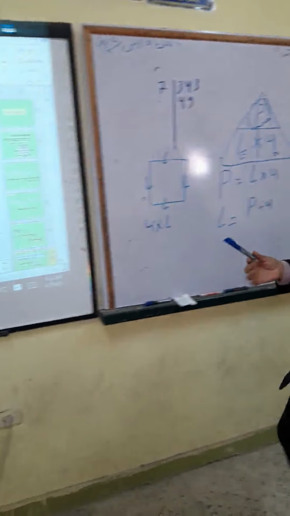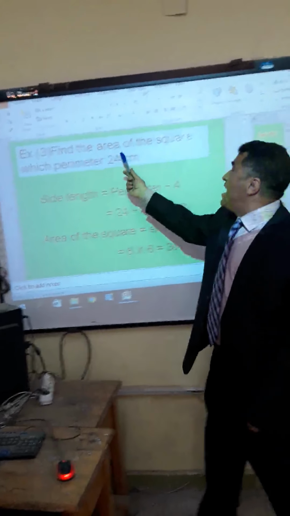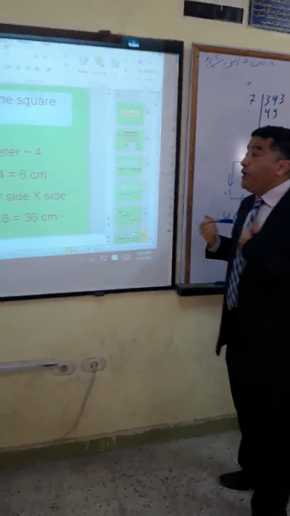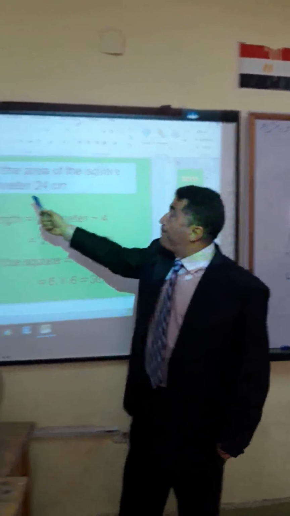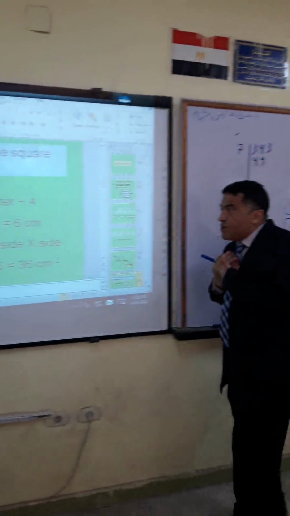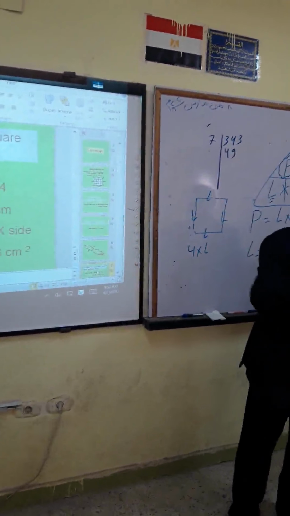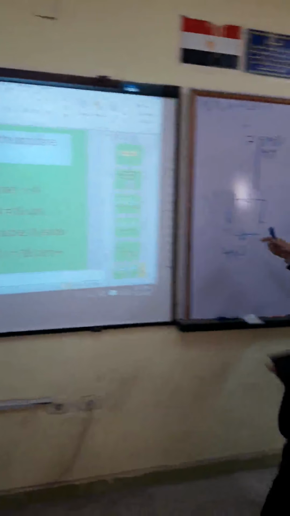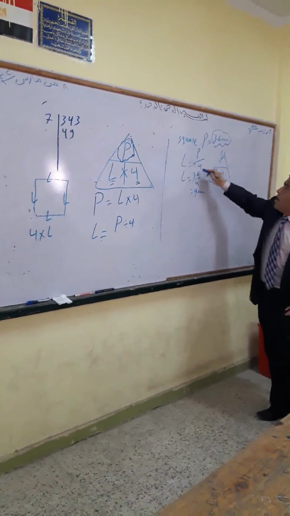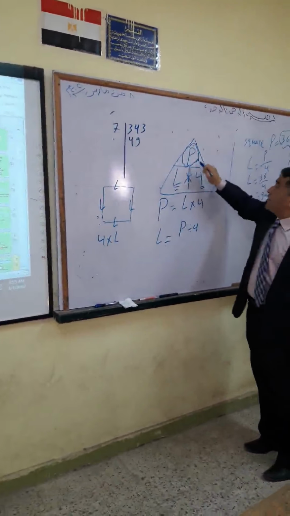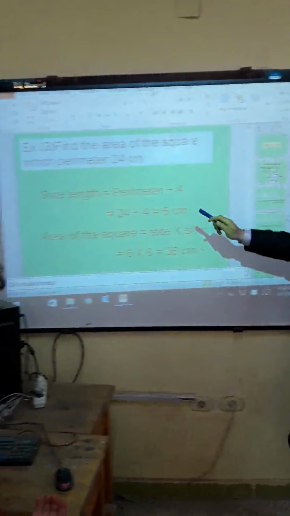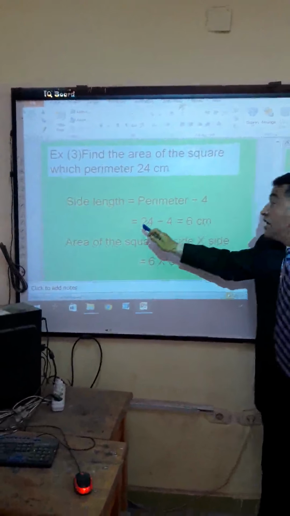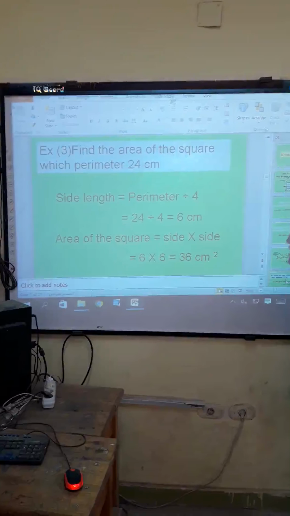In this example, find the area of the square, which perimeter is 24. Here, he gives me a perimeter. If I have a perimeter, I will find side length. Side length equals perimeter divided by 4. Perimeter here equals 24. Side length equals 24 divided by 4 equals 6 centimeter.